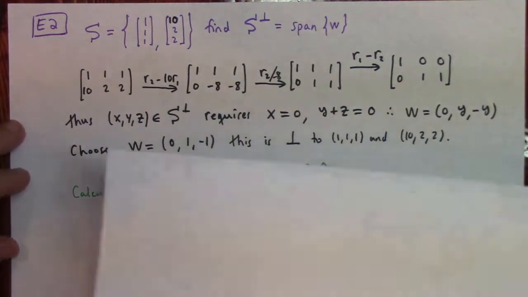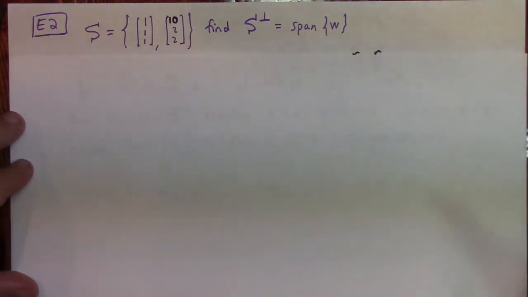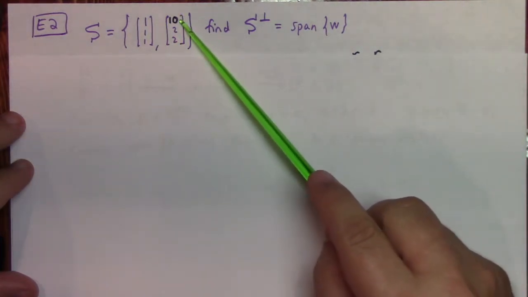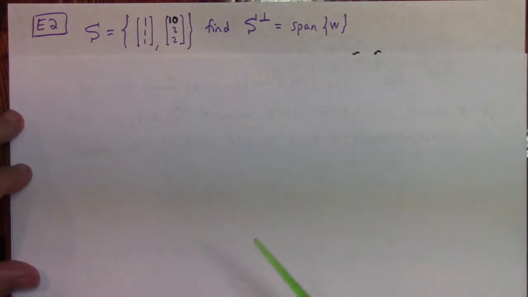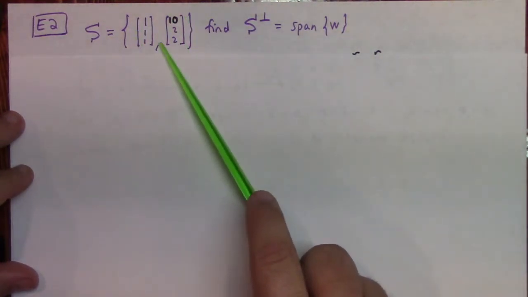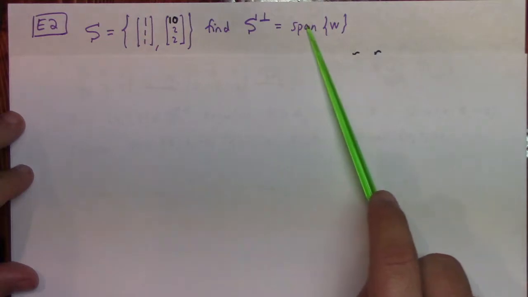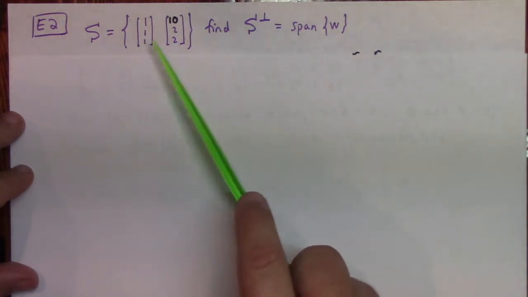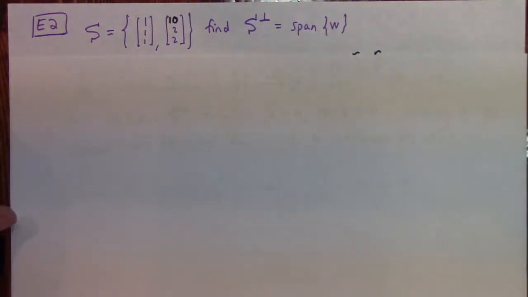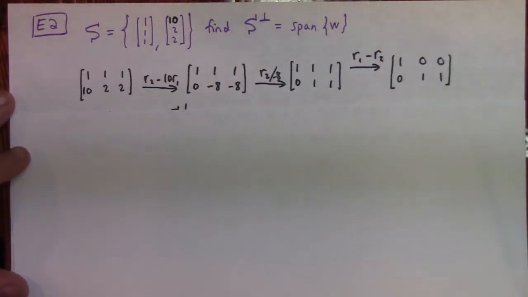So, another example: if I wanted to calculate the perp of these two vectors, (1, 1, 1) and (10, 2, 2), I want to find the perp, which I can calculate. They're not the same vector, so the perp should be one-dimensional because if I take this and that and put them together, I should get all of R3. So 3 minus 2 leaves me 1. So here it is.